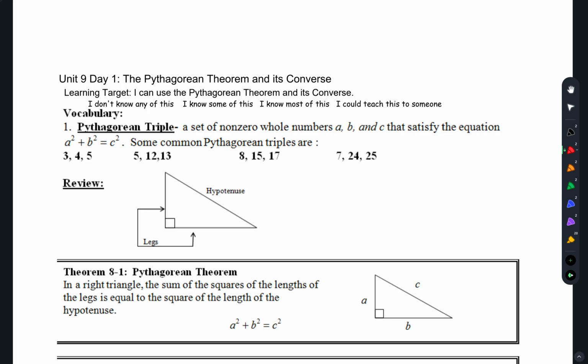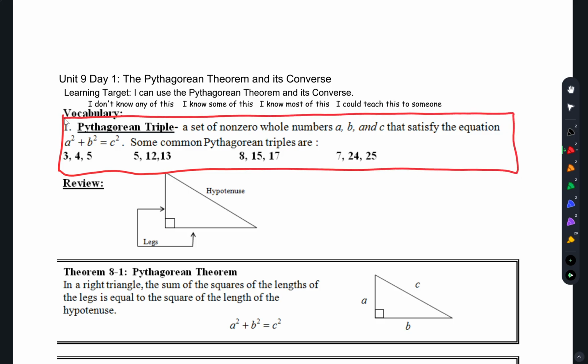Unit 9 is all about right triangles. Today we're going to start talking about the Pythagorean Theorem and its converse. The first thing we're going to talk about is a Pythagorean triple. This is something that definitely comes up on the quiz and the test, so we want to make sure that we are remembering what a Pythagorean triple is.